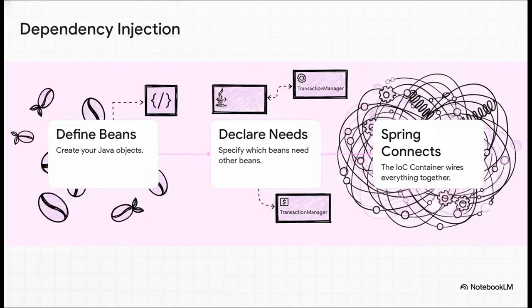So how does Spring actually pull this off? It uses a technique called dependency injection, and it really just boils down to these 3 steps. First, you define your components, which in the Spring world are called beans. Step 2, you declare the dependencies. You say, okay, this payment service component needs a transaction manager component to do its job. And then step 3, you do nothing. You just let the Spring container work its magic, connecting or wiring everything together for you when the application starts.